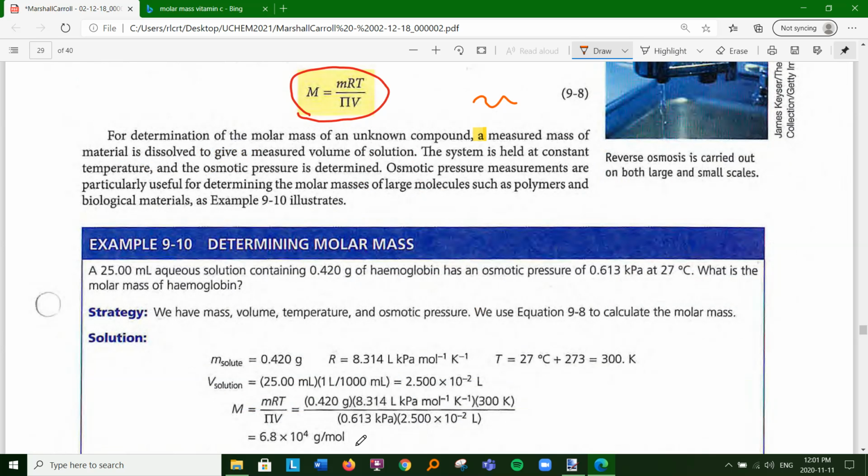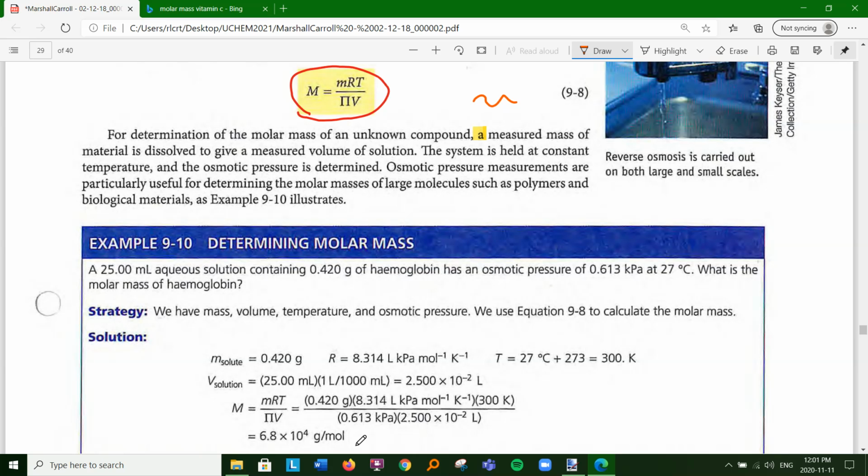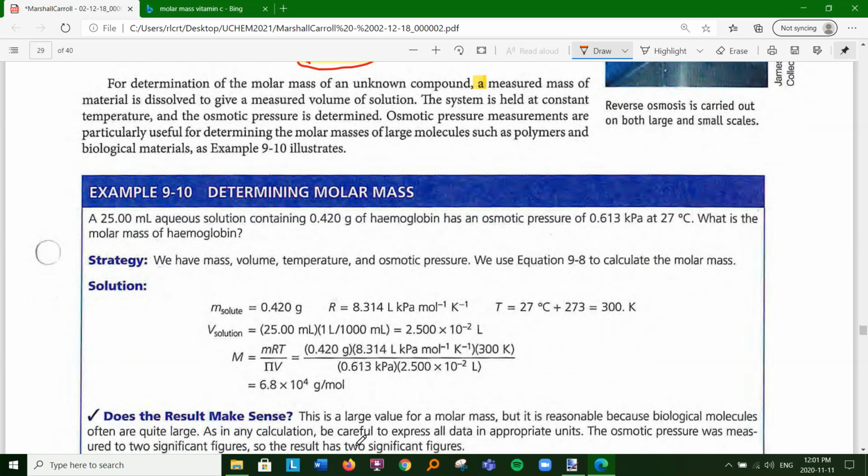So let's use the equation here. We've got a 25 mL aqueous solution, so 0.025 liters. We've got 0.42 grams of hemoglobin, which is an iron-containing molecule in your blood, right? Transferring oxygen all over the place. It gives you the osmotic pressure in kilopascals, gives you the temperature, what's the molar mass? So you're just going to plug everything in. The mass of the solid is 0.42, R is 8.314, temperature is 300. The volume of the solution is 0.025 liters. Plug it in, and look at that large number you get: 6.8 times 10 to the 4th grams per mole.